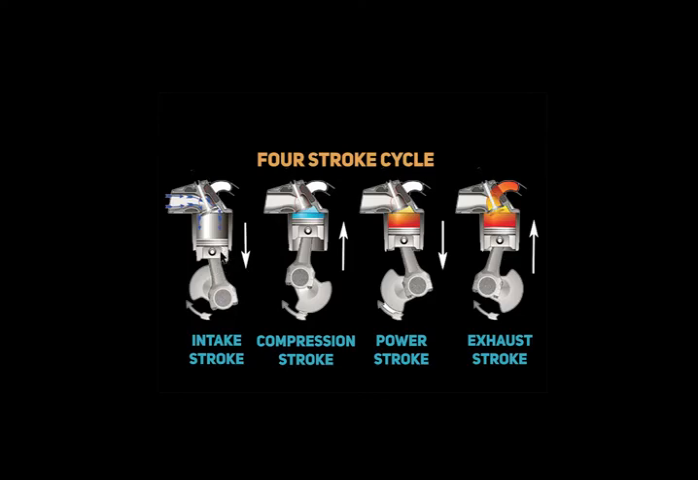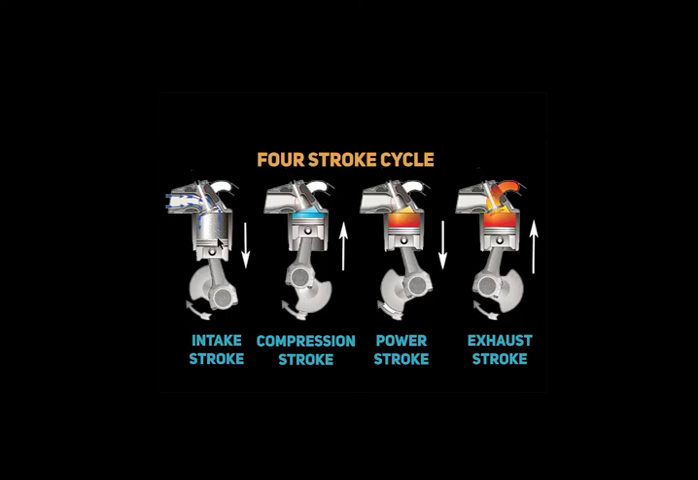Now, the intake stroke draws in an air-to-fuel mixture into the engine. The intake valve is open and the exhaust valve is closed. The piston slides down and forms a low-pressure area in the cylinder. So air-fuel mixture comes in through here, through the open intake valve, into the combustion chamber as the piston is moving down.